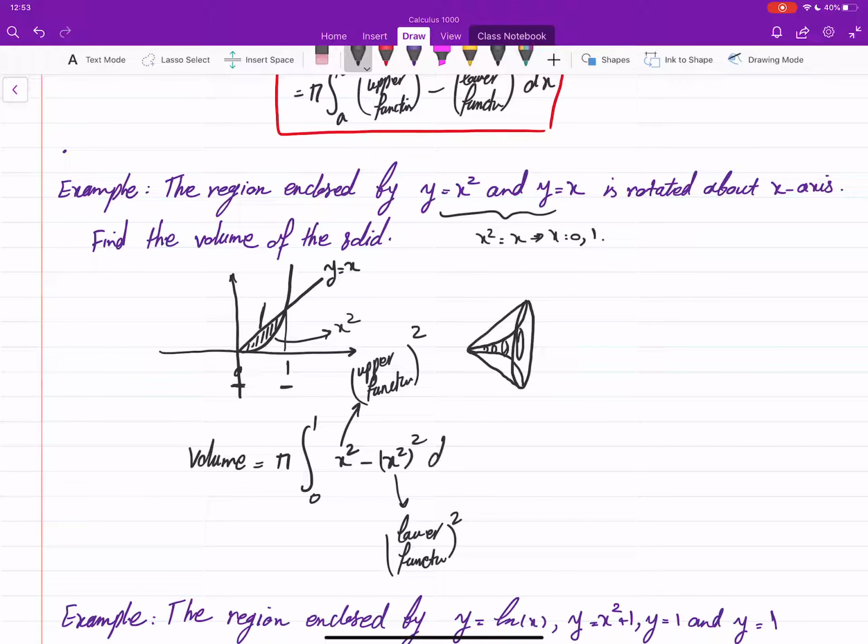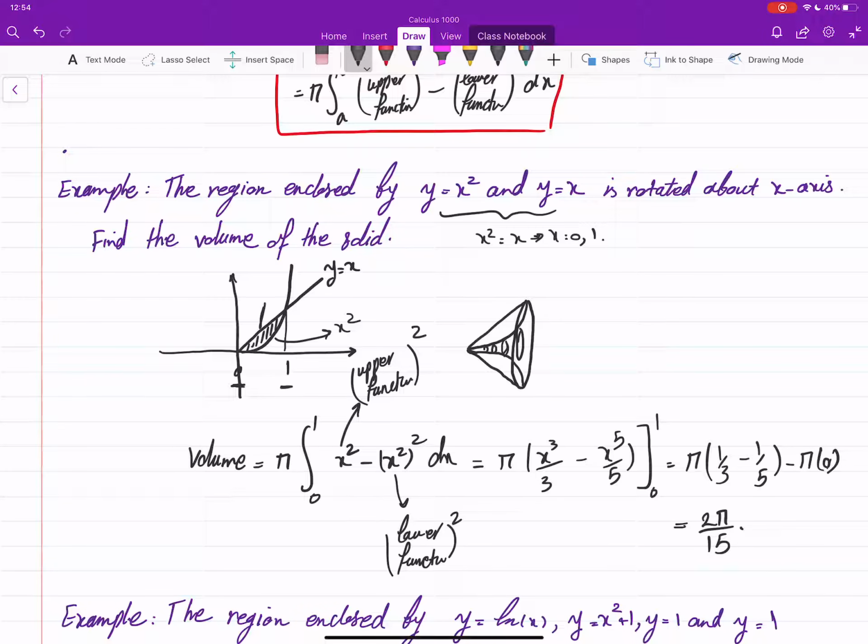squared, then dx. This will give us pi, and for x squared, the antiderivative is x cubed over 3, minus x to the fourth, which is x to the fifth over 5. You go from 0 to 1. And that gives us pi times 1 over 3 minus 1 over 5, minus pi times 0. Well, that will give us 15, 5 minus 3, that's 2 pi over 15. That's the volume of this solid of revolution.